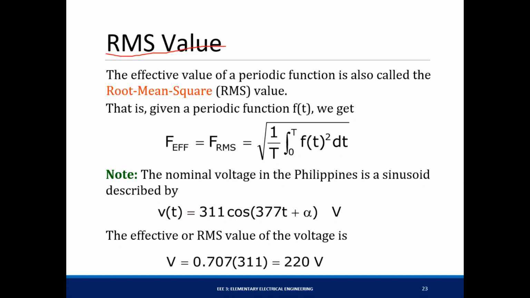So the root mean square value, in general for a periodic function, you use this expression right here. You take the sum of the square of the function. In this case, since it's continuous, you integrate the square of the function in one period, divide it by one period, and take the square root. You get the root mean square. Nominal voltage in the Philippines is 311 volts for amplitude. The effective value of that is 220 volts.